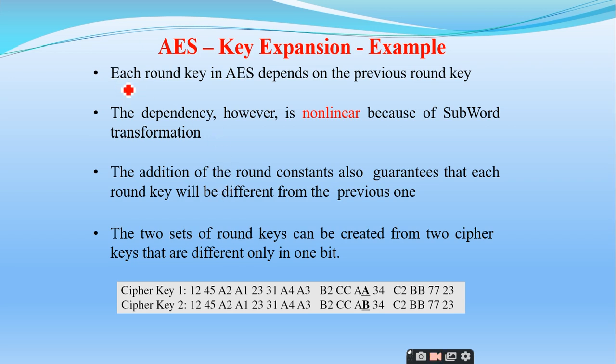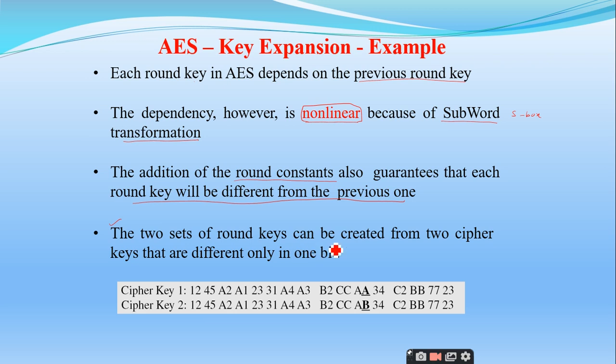Yes, sir. So each round key in AES depends on the previous round key. This is what I told in the first point. The dependency, however, is non-linear because of the subword transformation. That means if you change one bit, it is not going to change only that many bits. If you change one bit of the cipher key, it is going to change the entire text, because this is possible only because of this subword transformation, the S-box. The addition of round constants also guarantees that each round key will be different from the previous one.